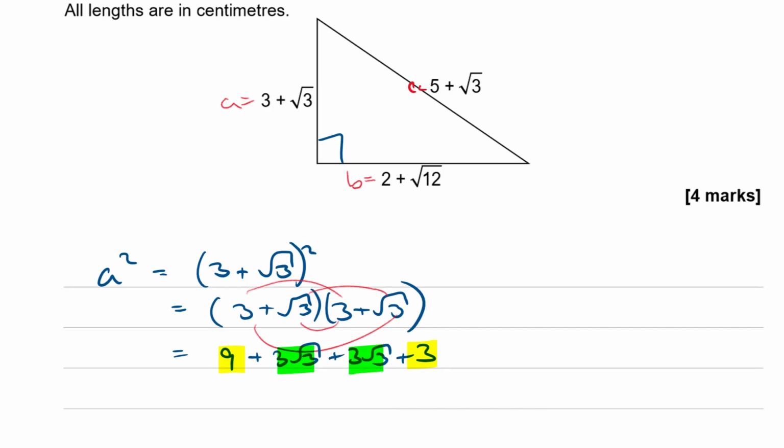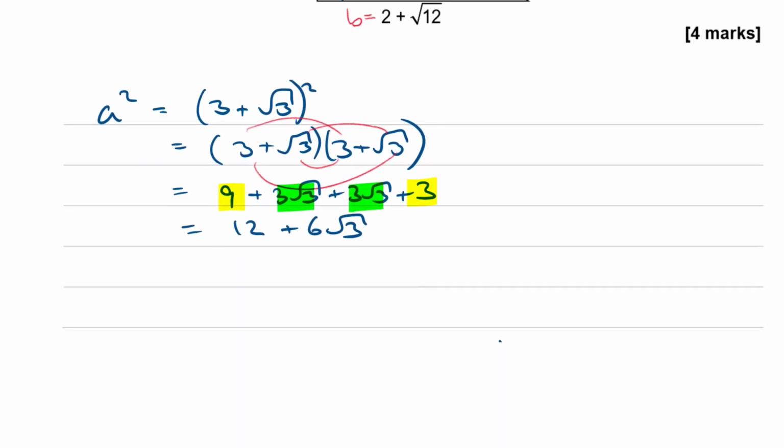So let's add these up then. So 9 plus 3 is 12, and 3 root 3 plus 3 root 3 is 6 root 3. So a squared gives me 12 plus 6 root 3. I'm going to do the same thing with b. So let's take b and square it. b is 2 plus root 12. So if I square it, I'm going to be multiplying it by itself.